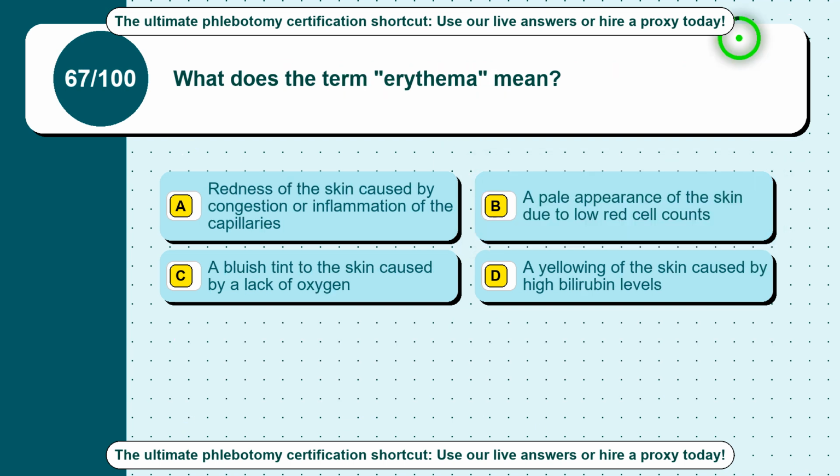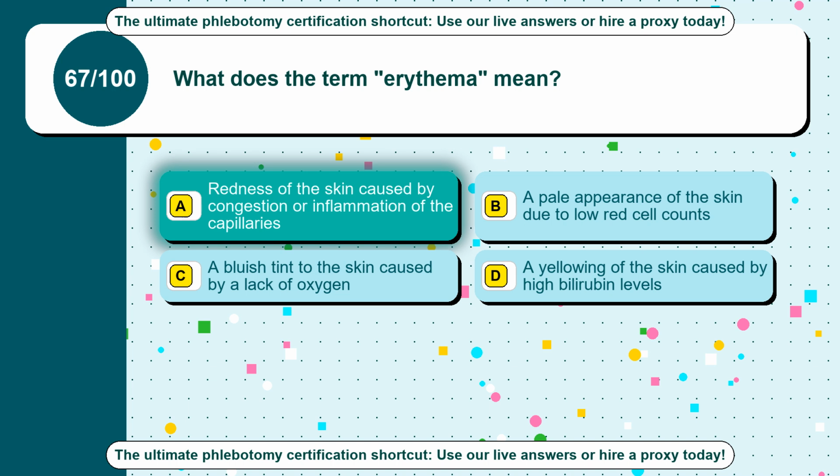Question 67. What does the term erythema mean? Option A, redness of the skin caused by congestion or inflammation of the capillaries. Option B, a pale appearance of the skin due to low red cell counts. Option C, a bluish tint to the skin caused by a lack of oxygen. Option D, a yellowing of the skin caused by high bilirubin levels.